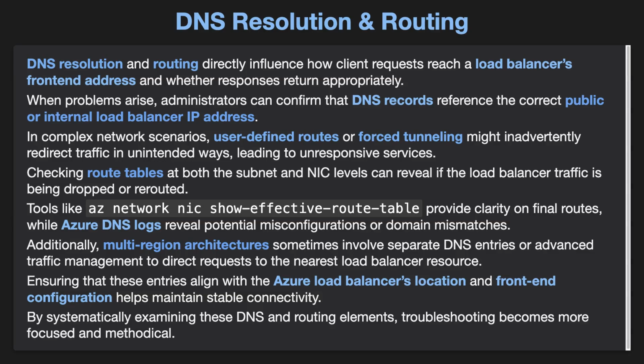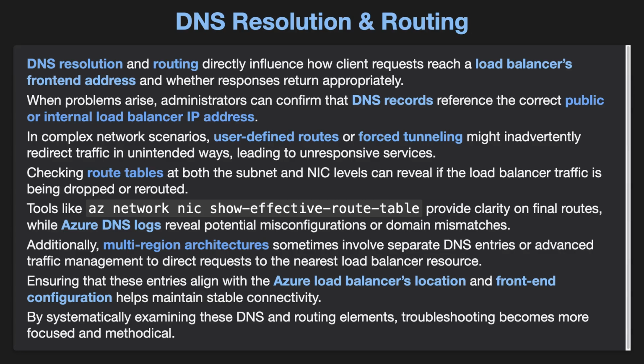DNS resolution and routing directly influence how client requests reach the load balancer's front-end address and whether responses return appropriately. When problems arise, administrators can confirm that DNS records reference the correct public or internal load balancer IP address. In complex network scenarios, user-defined routes or forced tunneling might inadvertently redirect traffic in unintended ways, leading to unresponsive services. Checking route tables at both the subnet and NIC levels can reveal if the load balancer traffic is being dropped or rerouted.